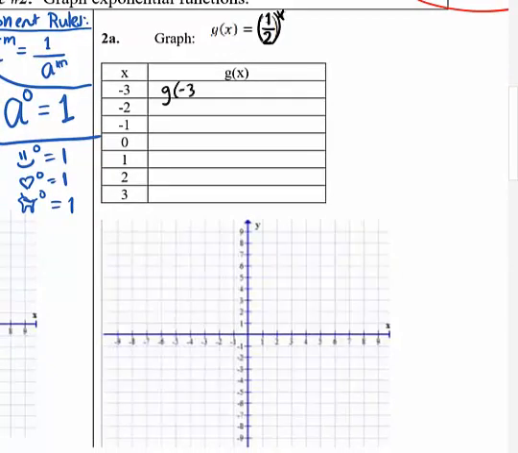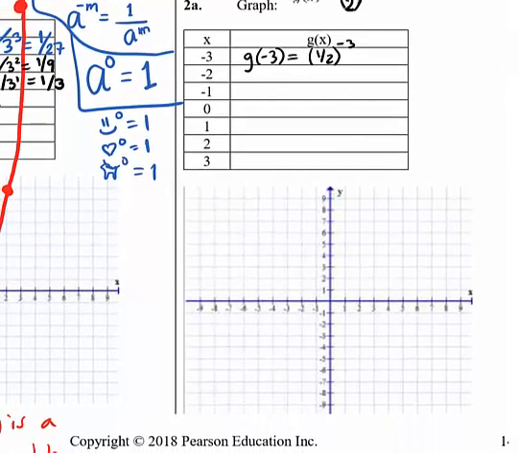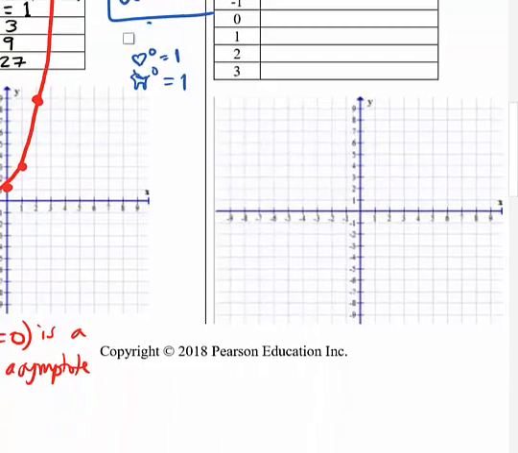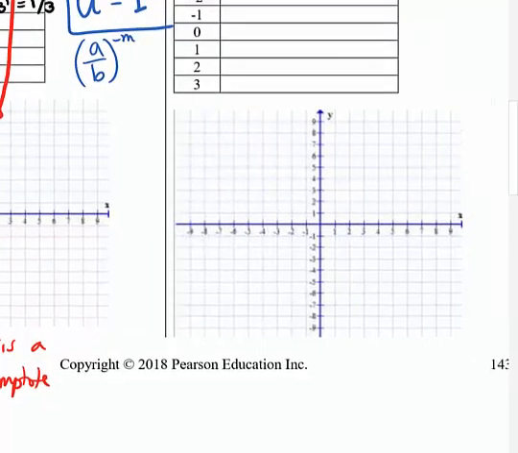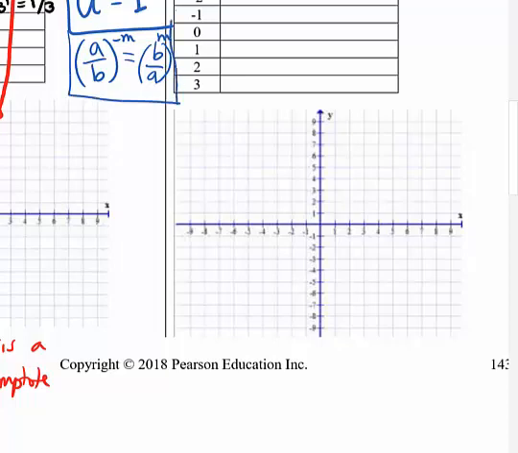First, they want negative 3 going in there. So it's 1 half to the negative 3 power. This might be a good time to remind ourselves of another exponent rule. What happens when you raise a fraction to a negative power? If I have a fraction, let's say a over b to a negative power, that flips the fraction upside down. So instead of a over b to the negative m, it's b over a now to the positive m. So yeah, if your base is a fraction, it just flips it upside down.